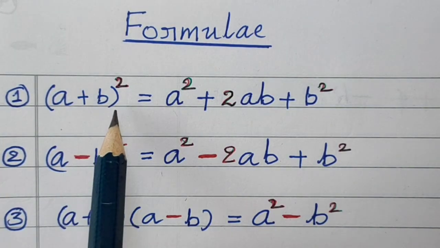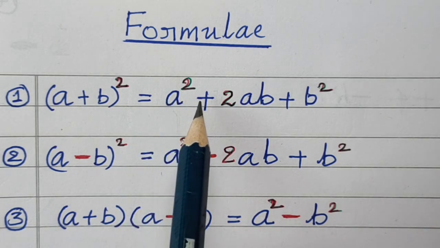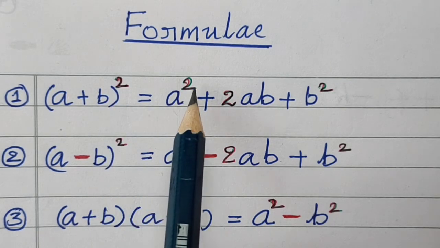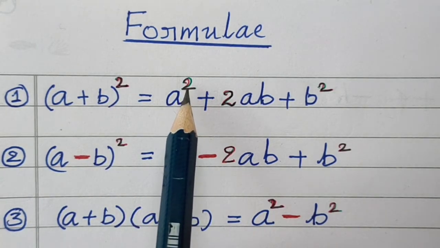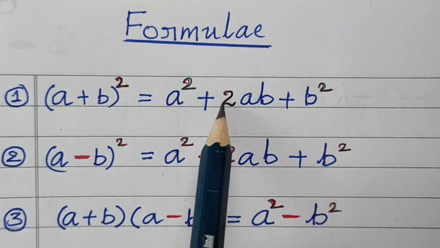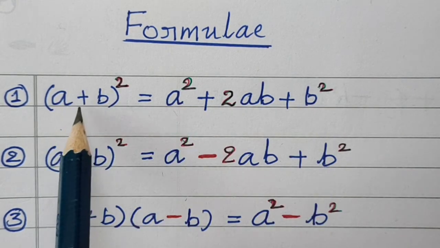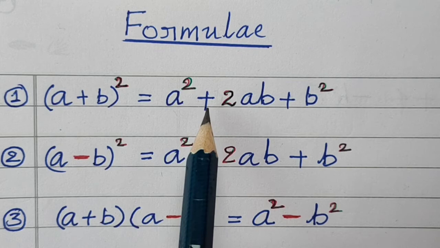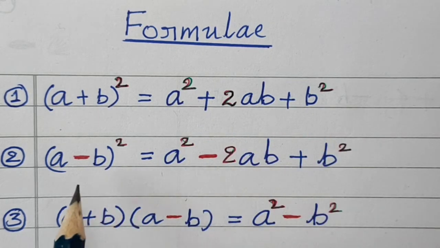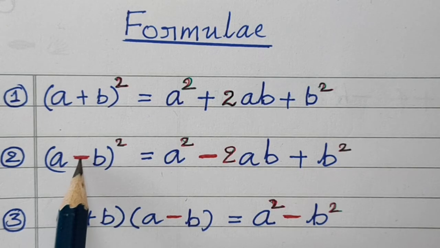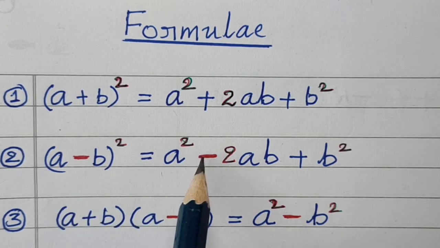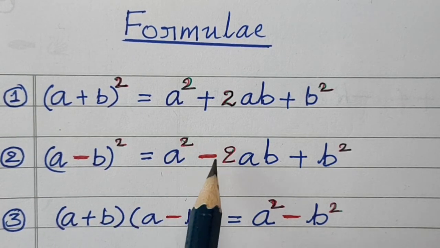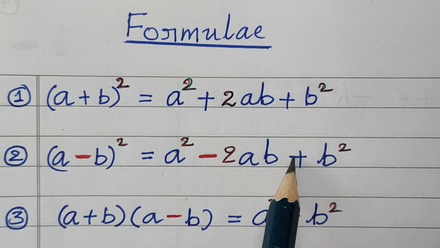(a + b)² is equal to a² + 2ab + b². There is a square here. In all three parts you get squares: a², 2ab, b². When you expand (a + b)², the product will have 3 parts: a² + 2ab + b². (a − b)², when there is a minus here, in the product you will have 1 minus sign. (a − b)² is equal to a² − 2ab + b².